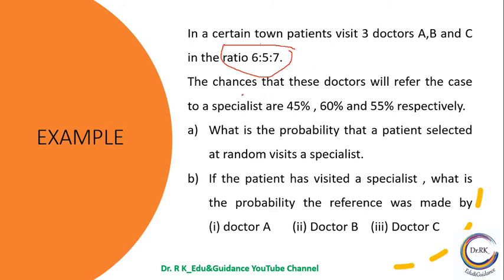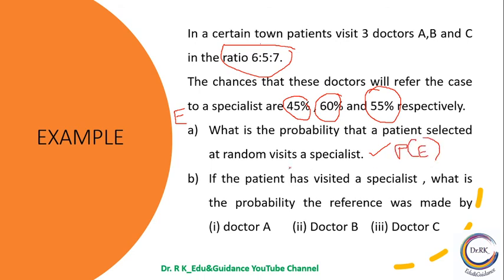The chances that these doctors will refer the cases to a specialist are 45% of the cases, 60% of the cases, and 55% of the cases. Now what is the probability that a patient selected at random visits a specialist? Here visiting a specialist is the second event that happens, so we need to find P of E.